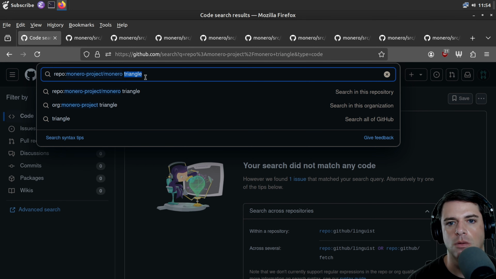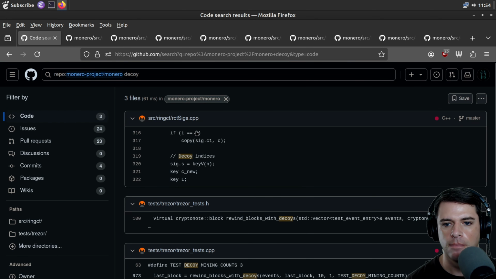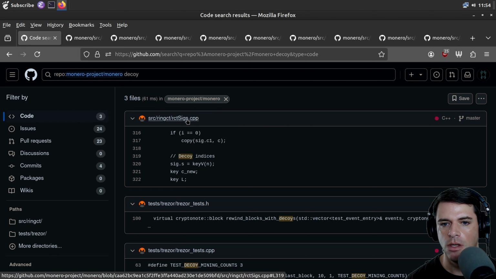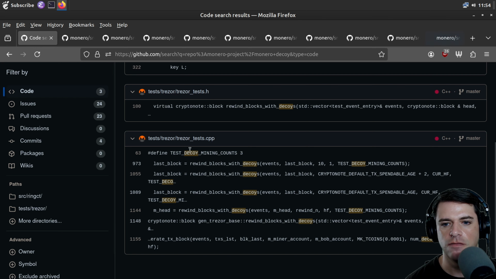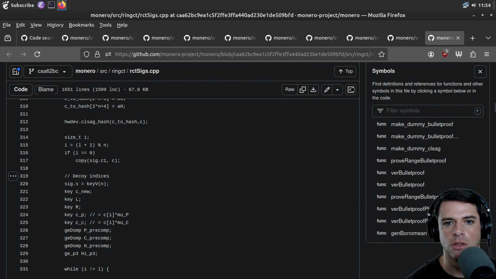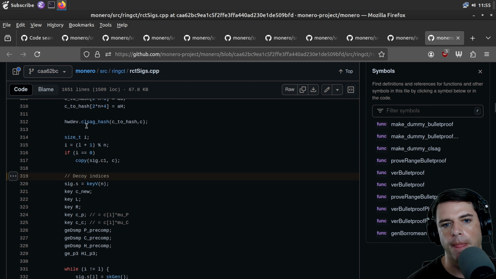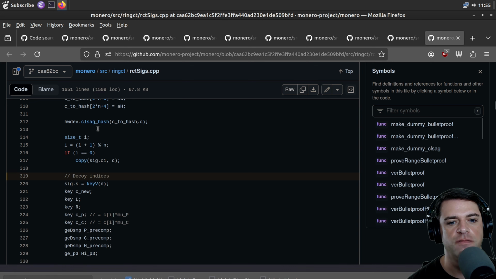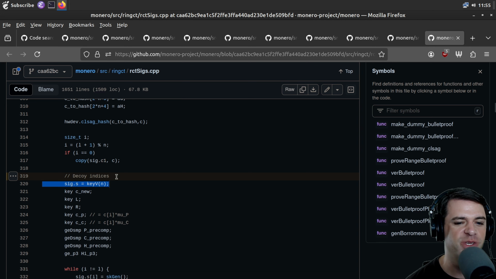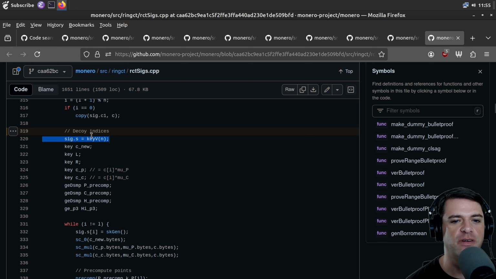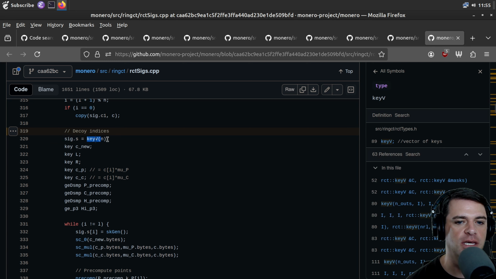And what's it called? Decoy. Let's look at the decoy stuff. So here's rctSigs. I guess ring CT. I don't know what CT is. But so we have decoy indices. This code has unreadably short variable names. So sig.s is going to be set to key v of n. What is n? I have no idea. Probably key v is some like the value for key n.